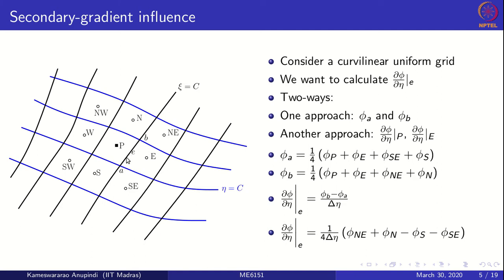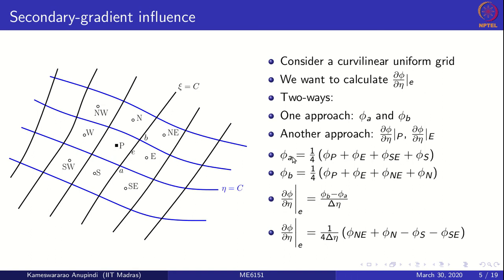E, right? Now, another approach is, of course, to directly calculate the gradients at the adjacent cell centroids, that is partial phi, partial eta at P and partial phi, partial eta at E, right? Calculate it at this location and at this location and then linearly interpolate them. Okay, so we take the first approach here in order to understand.